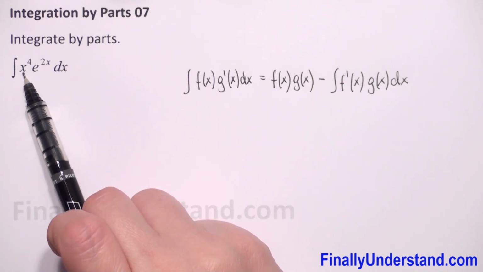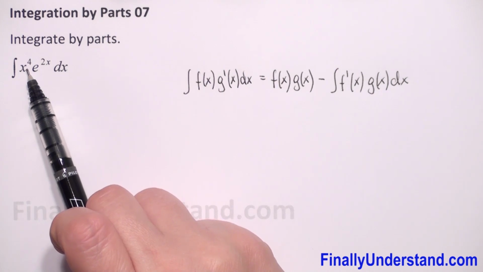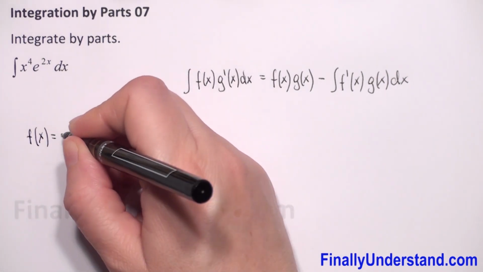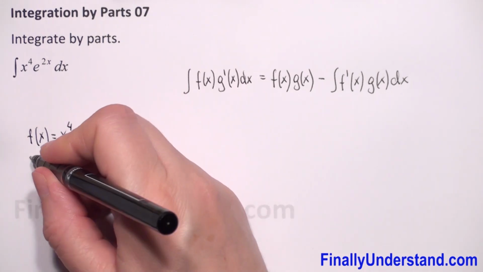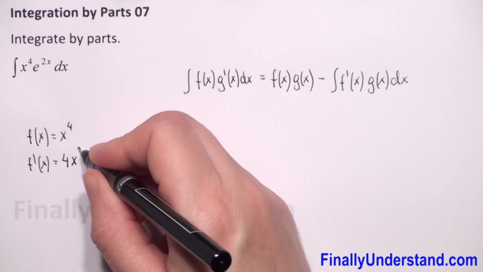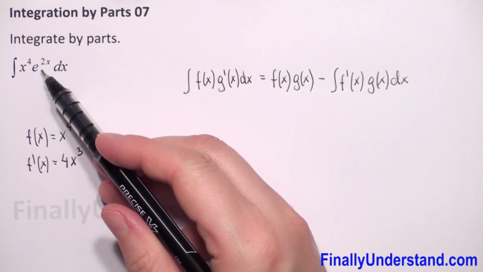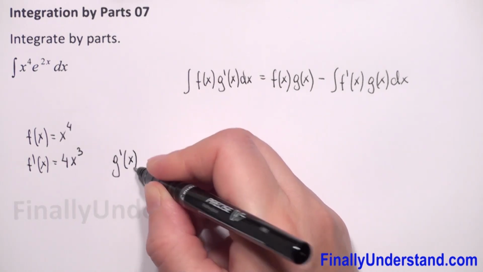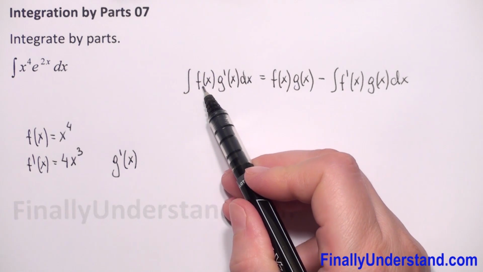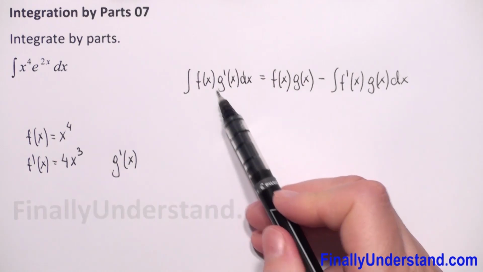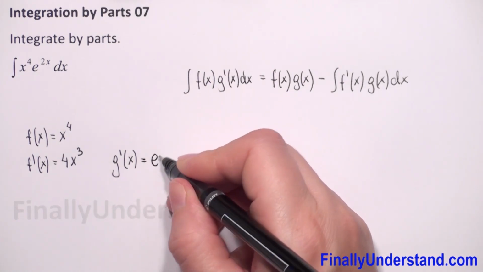When we take the derivative of x to 4th power, we will reduce the power. The power will be x to 3rd power. So it's a good idea to take f of x equals x to 4th power. So f prime of x will be 4x cubed. What is left? We have e to 2x power, so this is our g prime of x. We just use this formula. When we put f of x equals x to 4th power, whatever is left must be our g prime. So e to power 2x.